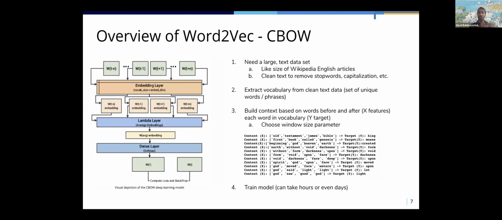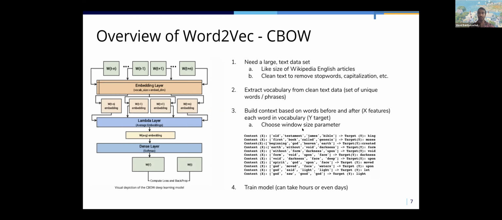Then what you want to do is, for each word and phrase in your vocabulary, use the context around that word to try to transform the word into a vector embedding. The way this works is you can imagine a sentence from something like the Old Testament King James Bible. We're going to use the context around the word king, so words like Old Testament and James and Bible, to predict the word king and translate it into a numerical vector.